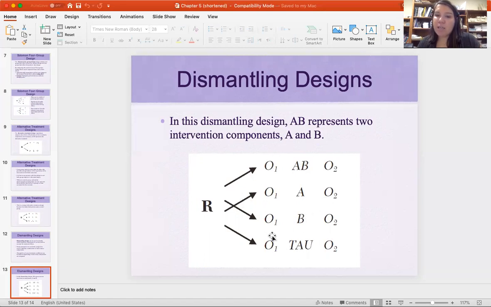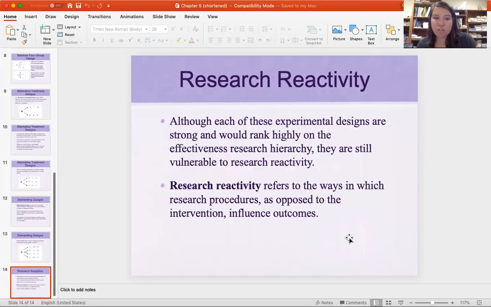So then you're going to look at the pre-test, and then you're going to look at the post-test, and you're going to see if A and B together had stronger scores than A alone or B alone, right? So this is how you're dismantling the design, is you're looking at whichever group had the strongest scores represents the strongest intervention.